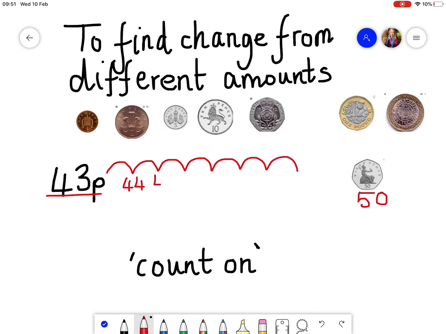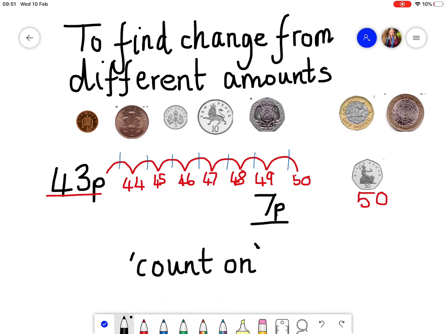So let's just pop those numbers in. 46, 47, 48, 49, and then there's us at 50. So how many jumps did we do? 1, 2, 3, 4, 5, 6, 7. So there is 7p difference between your 43 and your 50. So the shopkeeper should give you back 7 pence because you gave too much.